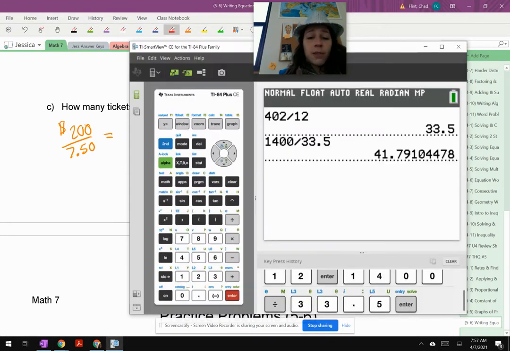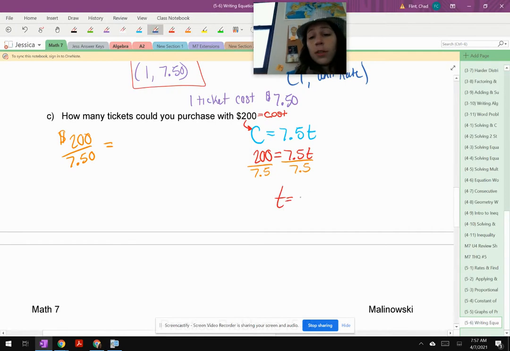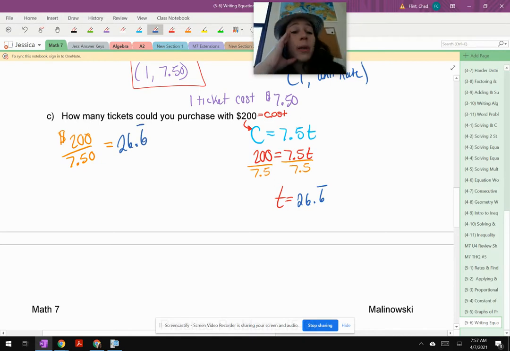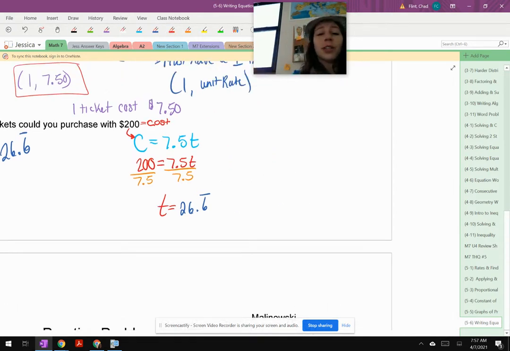200 divided by 7.5 is 26.6 repeating. Okay. So now, how many tickets could you purchase with that then? Because we can't purchase 0.6 repeating of a ticket. It doesn't work that way. So then, for my answer sentence, remember, you have to write the decimal down like we did, and then you can answer the question and do any rounding in your answer sentence.